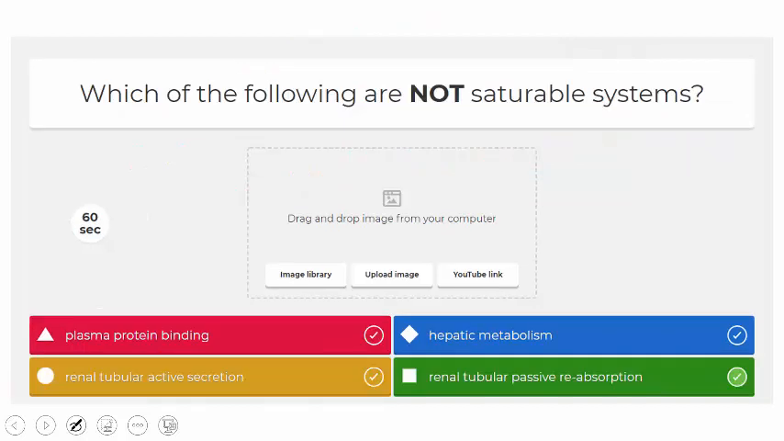Which of the following are not saturable systems? Well, they have to have Michaelis-Menten. So is plasma protein binding Michaelis-Menten? Yes. Is renal tubular active secretion? Yes, saturable, because it's Michaelis-Menten. There's a fixed number of carrier sites to move. How about hepatic metabolism? Yes, a fixed number of enzymes.